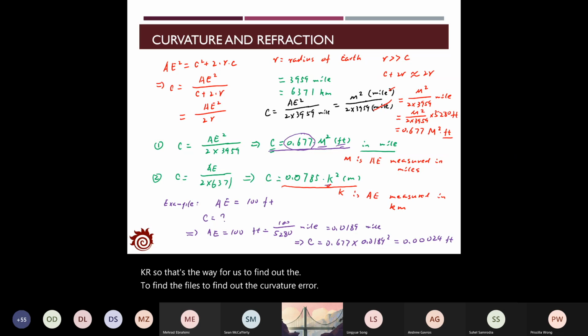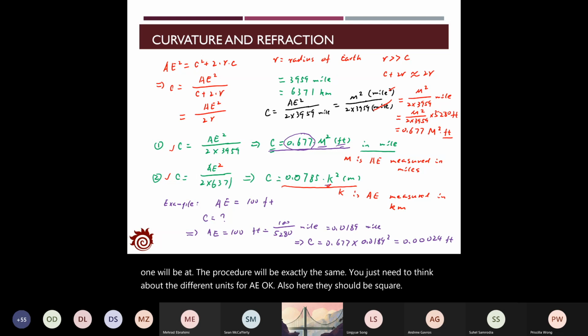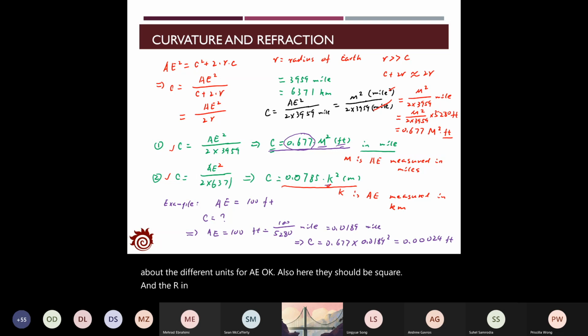I'm not quite sure about the derivation for the first one and the second one; the procedure will be exactly the same. You just need to think about the different units for AE. Also here it should be squared. And the R in red represents, on this whole page, the radius of the Earth.